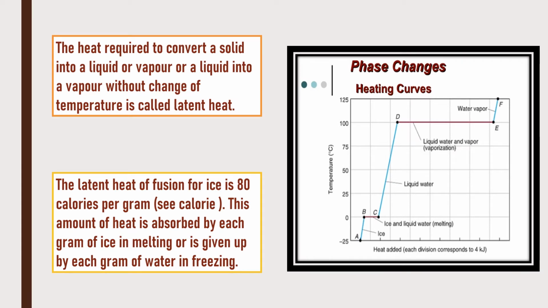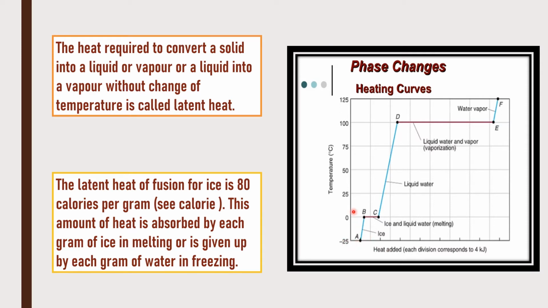Now we are going to discuss latent heat. What is latent heat? The heat required to convert a solid into a liquid or vapor, or a liquid into a vapor, without change of temperature is called latent heat. The latent heat of fusion for ice is 80 calories per gram. This amount of heat is absorbed by each gram of ice in melting or is given up by each gram of water in freezing. If you are not understanding now also, please see this graph.